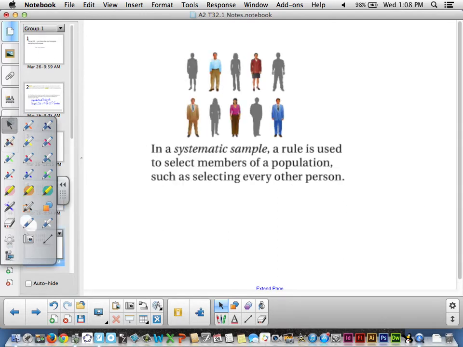Then there's a systematic sample. A systematic sample is when you have a rule used to select members of the population, for example, selecting every other person. Or I can go down the hall and grab every 10th person and ask them how they did on their homework.